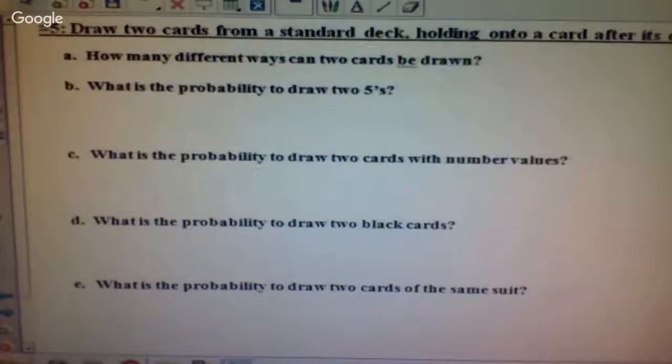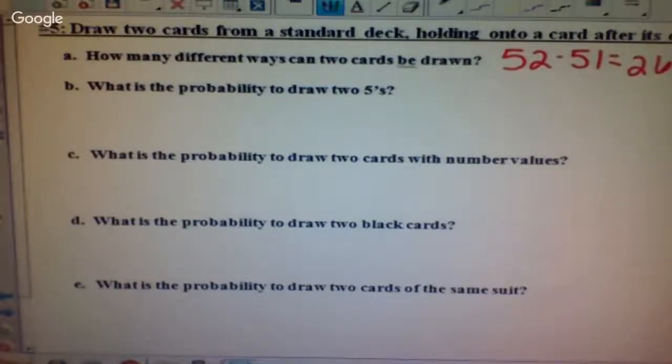Sweet. Awesome. Okay. What's the difference between the one we just did and the one we're about to do? The card that you pulled. I'm holding the card. So, how many different ways can two cards be drawn? The first time you pick a card, you have how many options? 52. The second time you have 51. Good, which gives you 2,652. Okay, so each one of these is going to be out of 2,652.